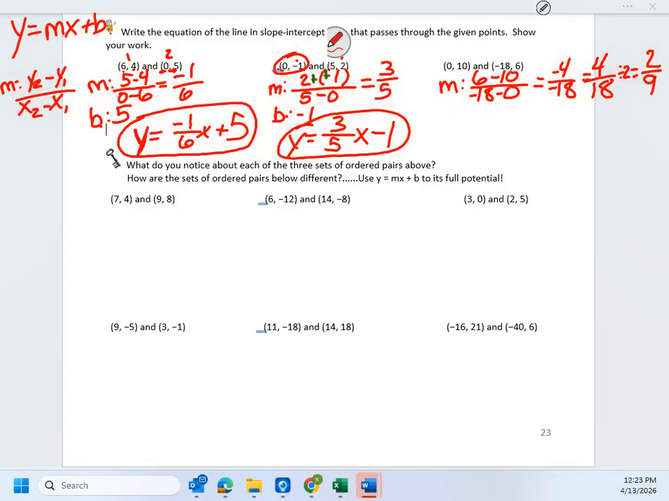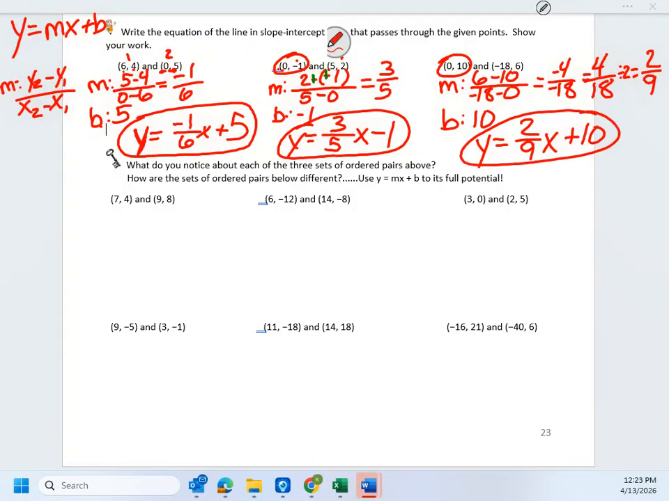What is my y-intercept? Emily, 10. How did you know the y-intercept is 10, Emily? Because one of our ordered pairs is 0, 10. One of our ordered pairs has x equals 0, so I know the y will be my y-intercept. So what is my answer? Laurel? Y equals 2/9 x plus 10.